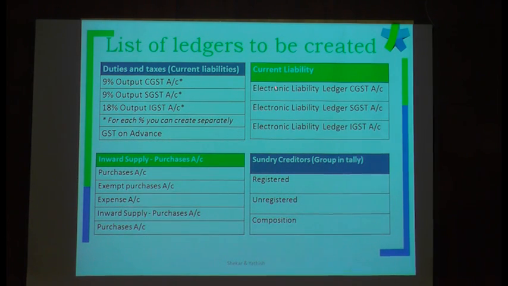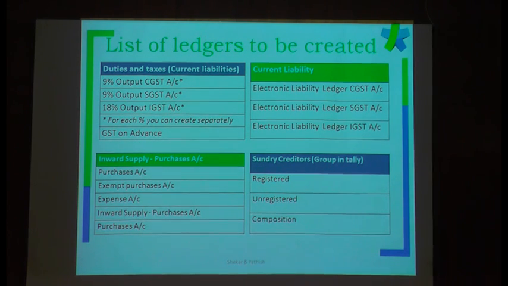Then we have the current liability, that would be the electronic liability ledger, that is the CGST account. This is the net account. The electronic liability register is our total net value which is going to get set off.